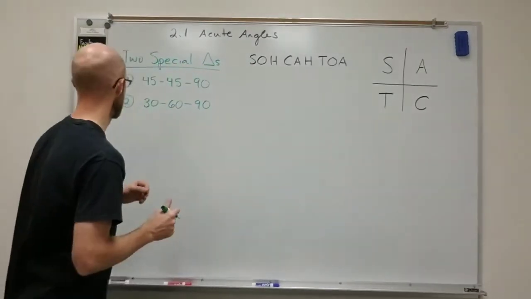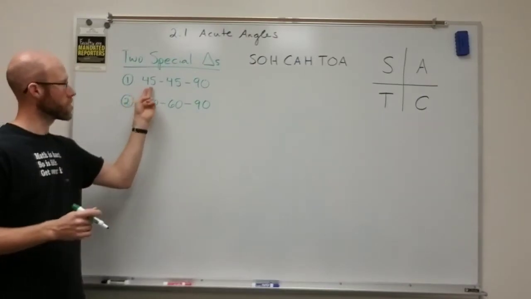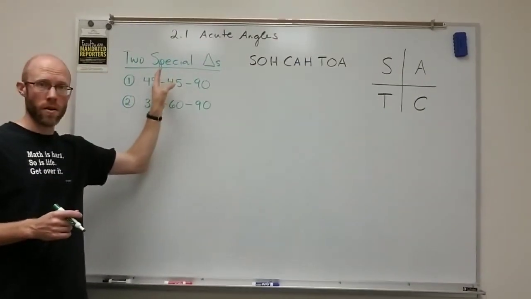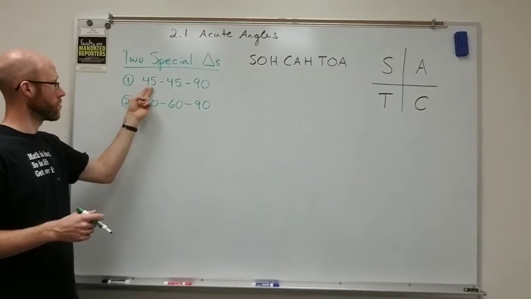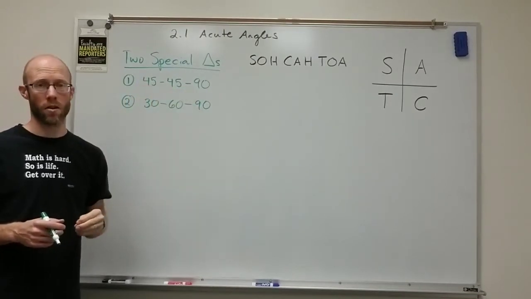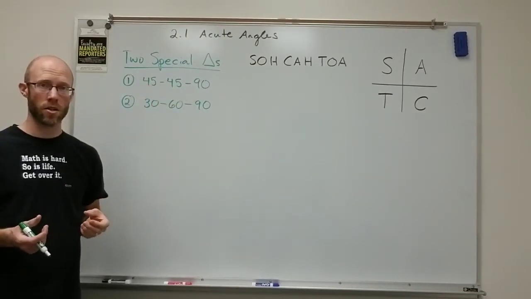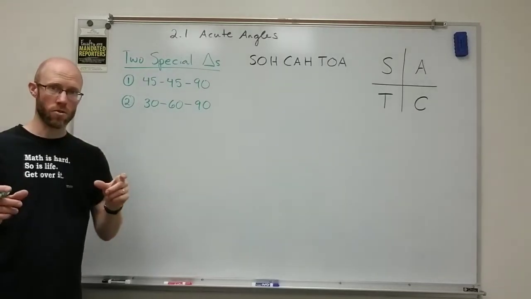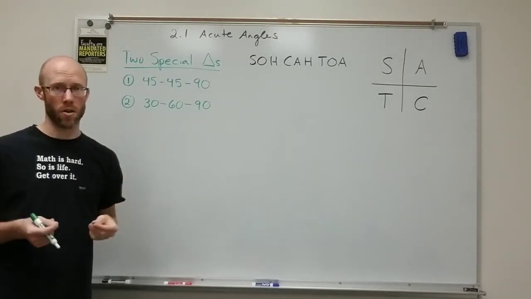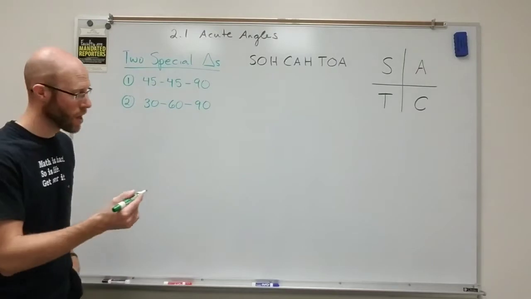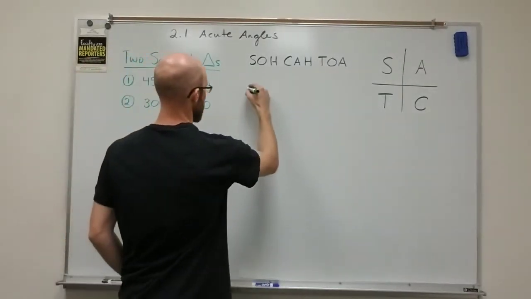So let's start. The first special triangle that's going to help us out is one called the 45, 45, 90 triangle. It's an isosceles triangle because if two of the angles are the same, that means two of the sides are the same. They're congruent, okay? So let's take a look at an example here.